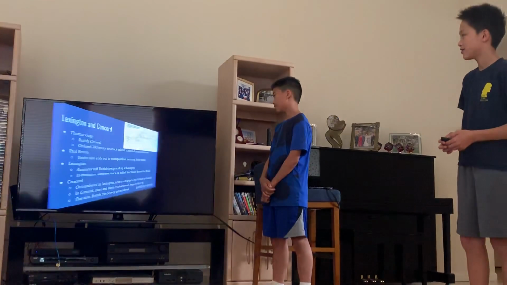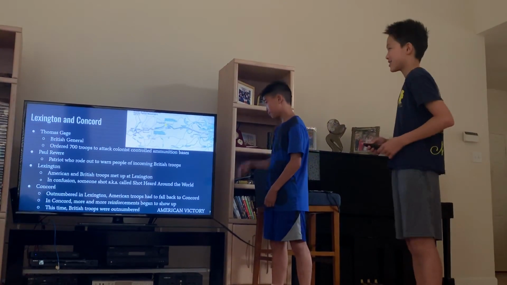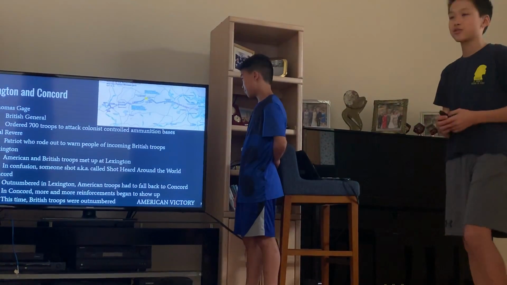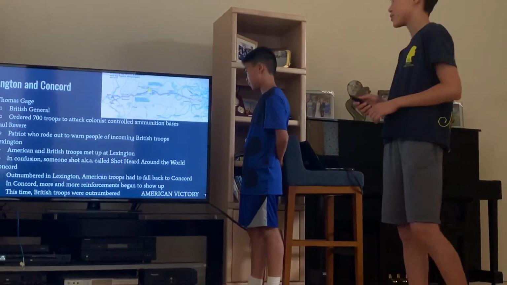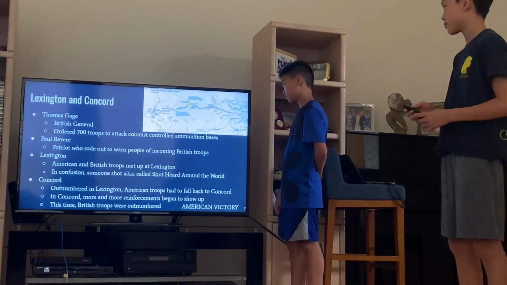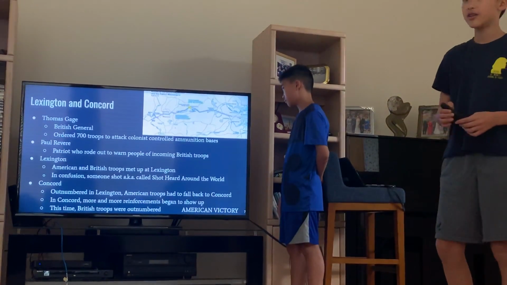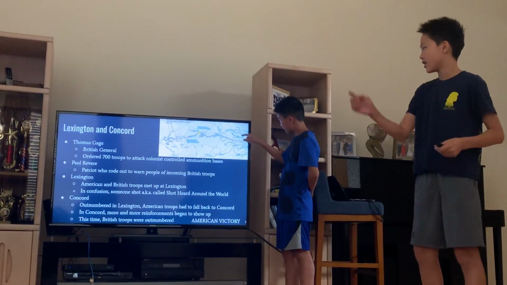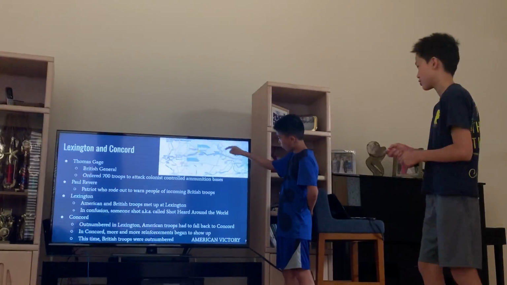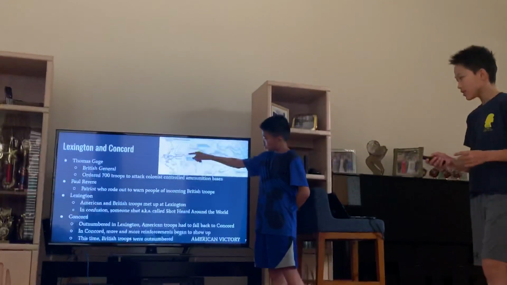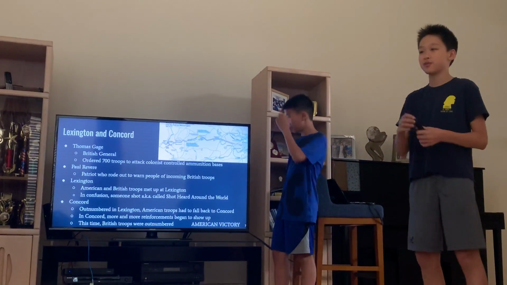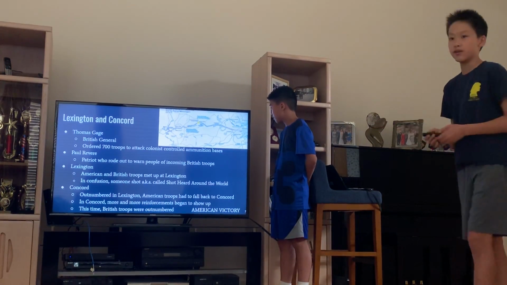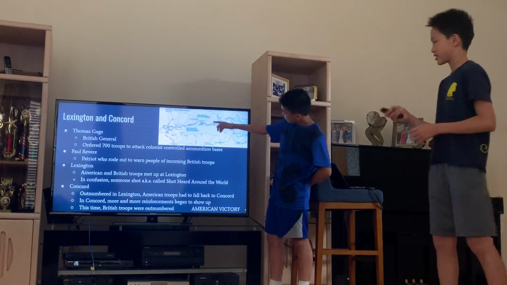Now we have the start of the war, and that would be Lexington and Concord. It started with Thomas Gage, who was a British general, and he ordered 700 troops to go get the American colonists as they were storing ammunition in controlled bases. Paul Revere, a patriot, rode ahead to warn about the oncoming British troops, and that was how the famous Midnight Ride comes about. And the first engagement between the two sides was Lexington.